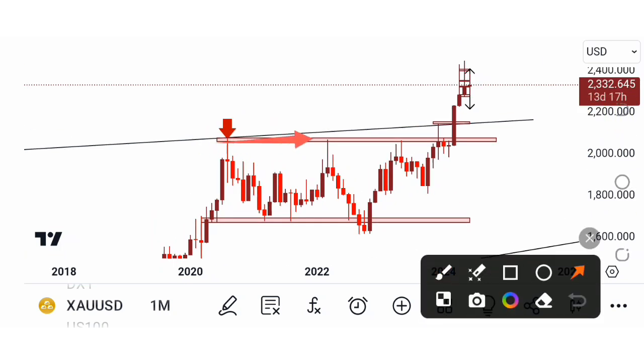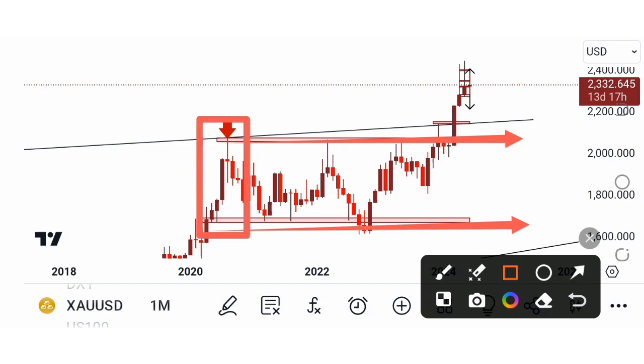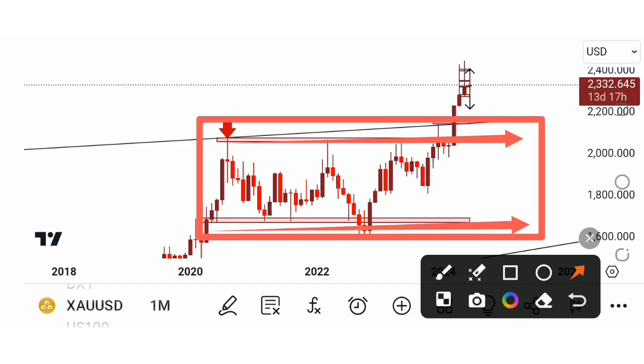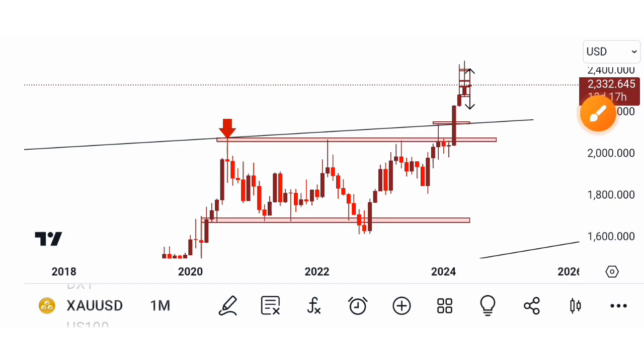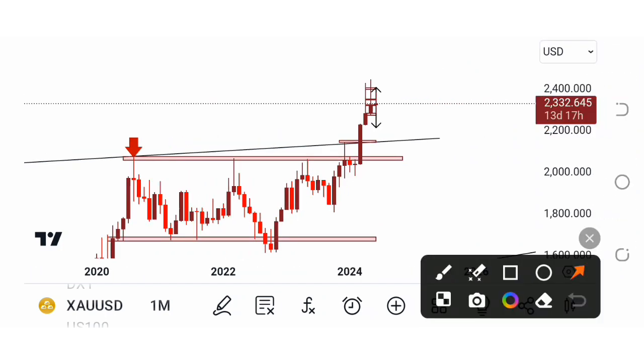This one over here, which was this high over here and this low over here. This was a clear range, as you can see. Let's draw a box around that structure. This was a clear range. Anytime the market reached the high of the range, it sold, and anytime the market reached the low of the range, it bought, right? However, the market then ended up breaking above this particular resistance over here.